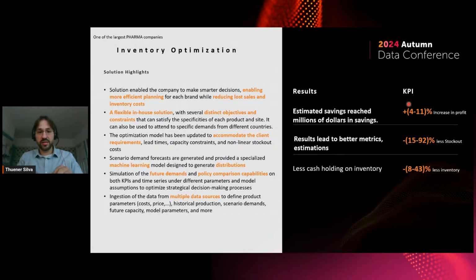So if your company's inventory lifetime is small, like you have to sell this in 6 months, then you're actually losing money directly because you're building a lot of inventory that you cannot sell at all. So you have less cash holding, much less inventory, less stock out, right? So your stock out is reduced, so you're able to achieve much closer to demand, right? So between 15 and 92, and your inventory will reduce between 8 and 42%. So these are great results from the KPIs, right?